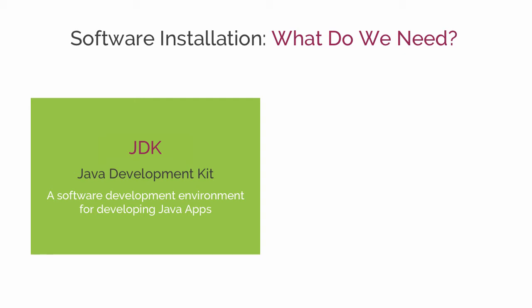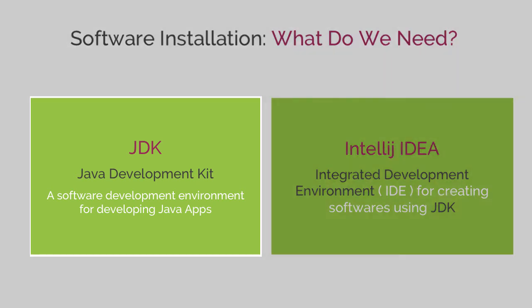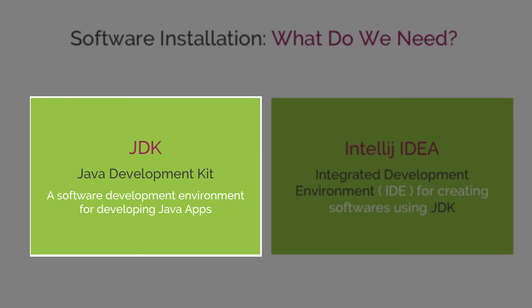Now, in order to use this JDK, we need some platform where we can write our Java code. So for that, in this course, we are going to use the IntelliJ IDE. Now, what do we mean by IntelliJ IDE? It is basically the integrated development environment for creating software that uses the JDK. This JDK is the same JDK that we discussed here. So the IntelliJ IDE simply uses the JDK in order to create the Java application. So one by one, let us install these two software. First, we are going to install the JDK in our system.